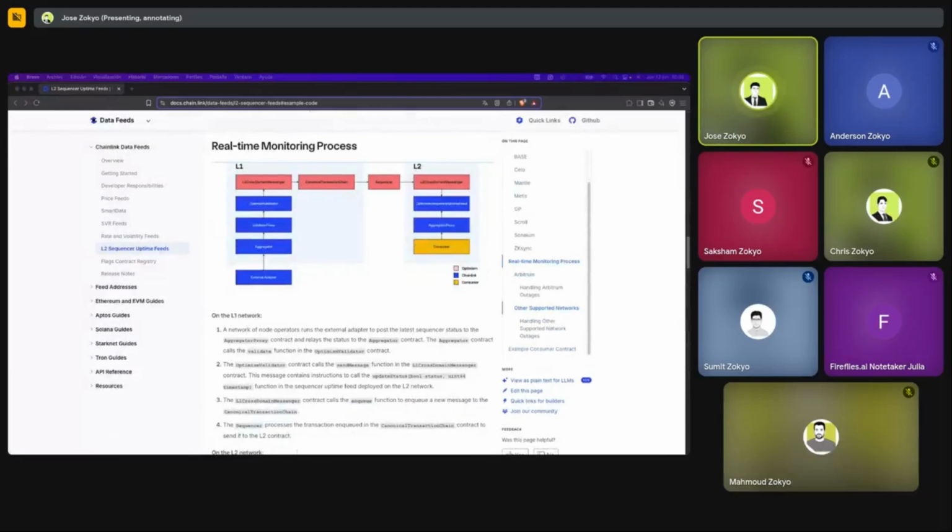Okay, Shumit, this is cool. Last year I found a bug using these docs regarding the heartbeat. Yeah, exactly. Heartbeat is something really, really important.